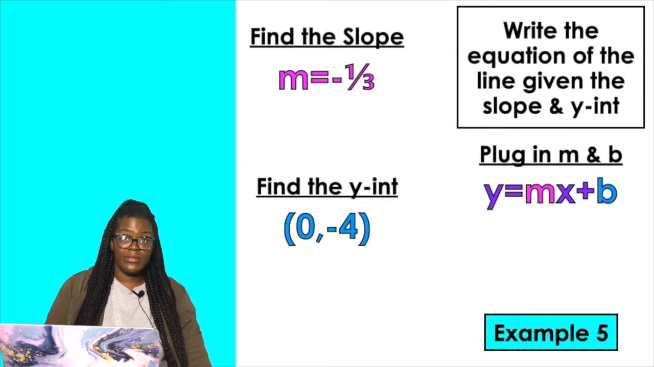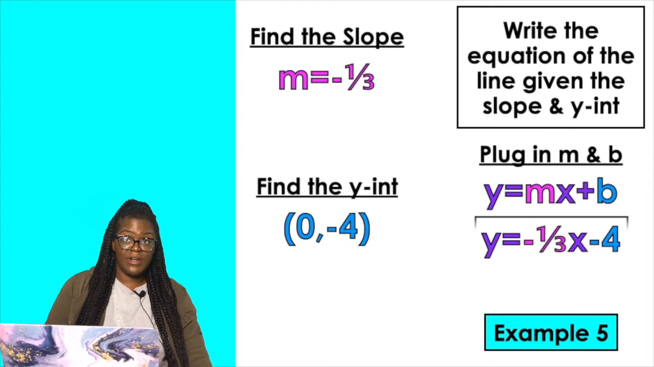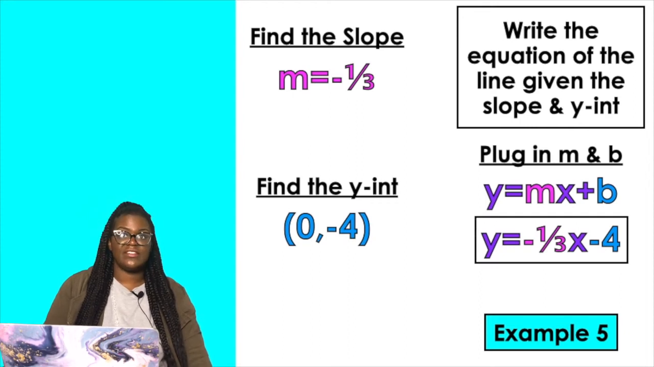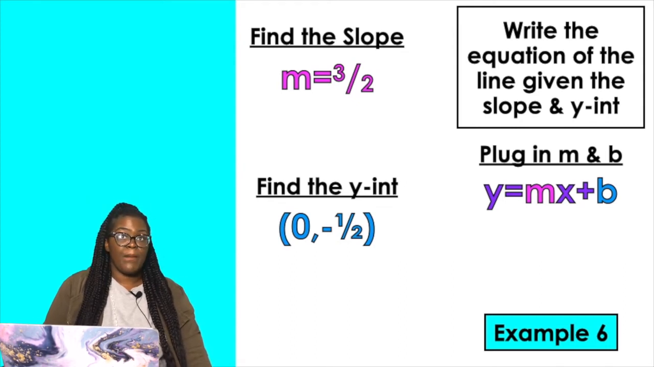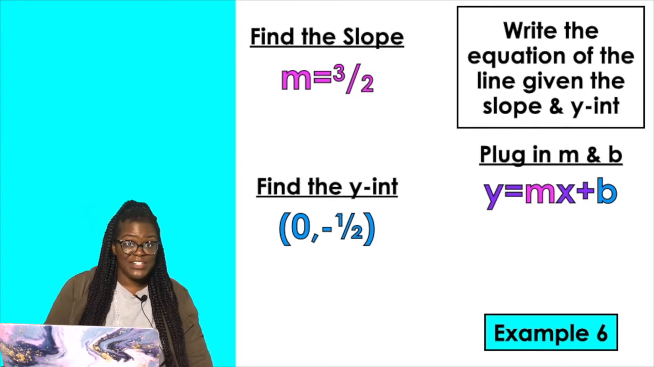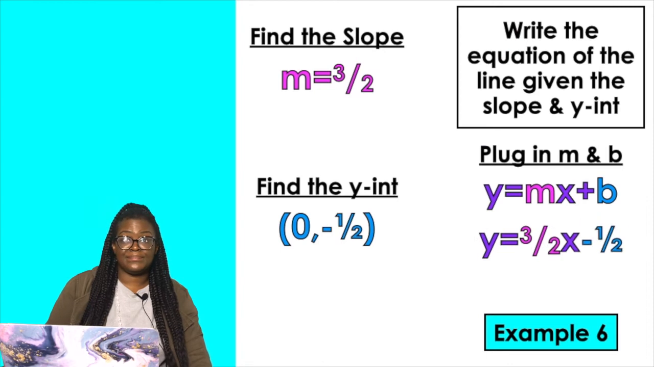M equals negative 1/3, and your y-intercept is (0, -4). Same rules. Y equals negative 1/3 x minus 4. You should do the rest of these on your own. Two fractions. Oh my gosh, but are the rules changing? They sure ain't. Y equals 3/2 x minus 1/2. Yes.